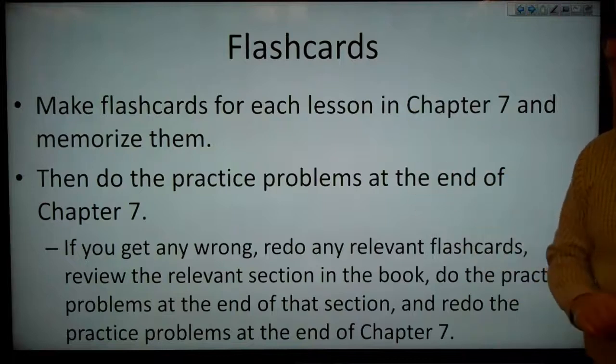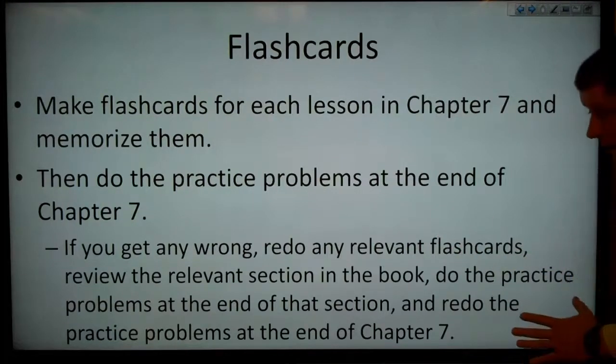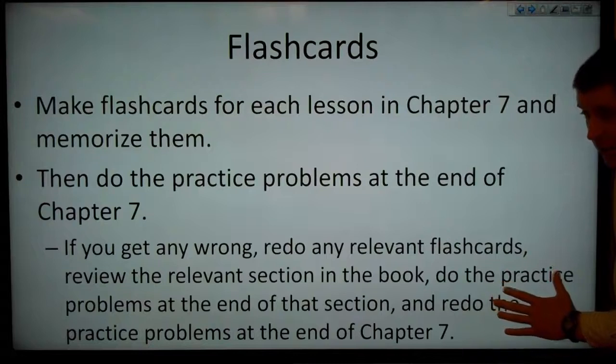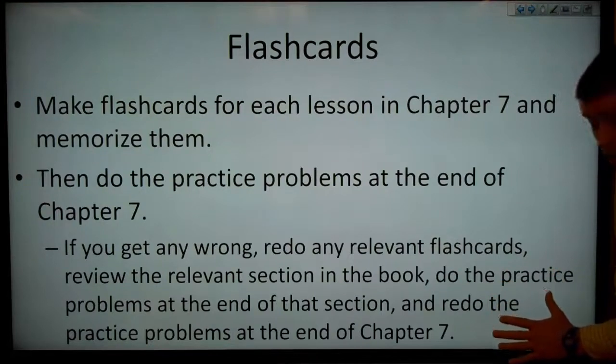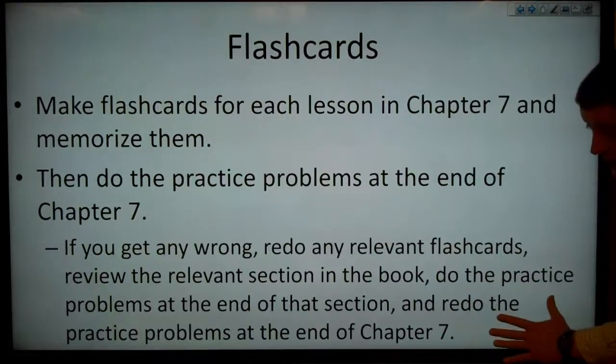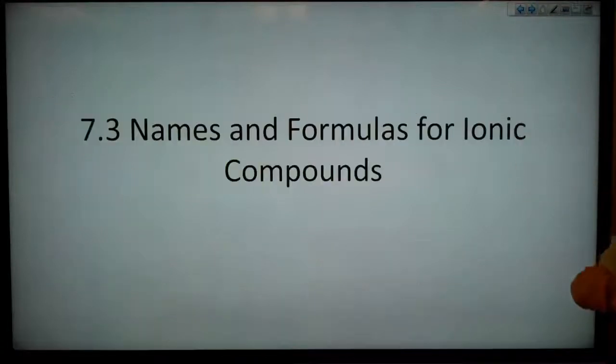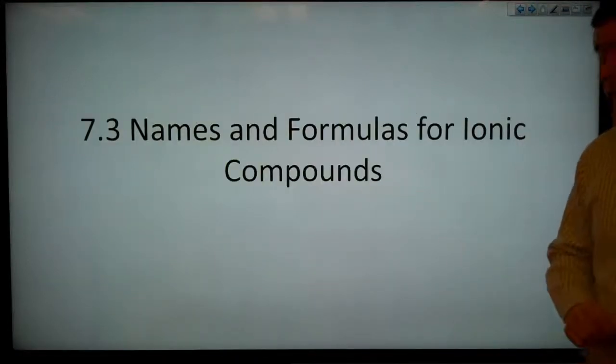So make the flashcards for each lesson in Chapter 7 and memorize them. Then do the practice problems at the end of Chapter 7. And if you get any wrong, redo any relevant flashcards, review the relevant section in the book, do the practice problems at the end of that section, and redo the practice problems at the end of Chapter 7. That was names and formulas for ionic compounds.